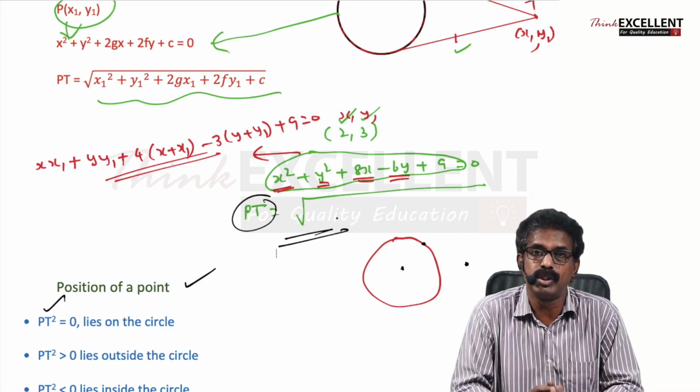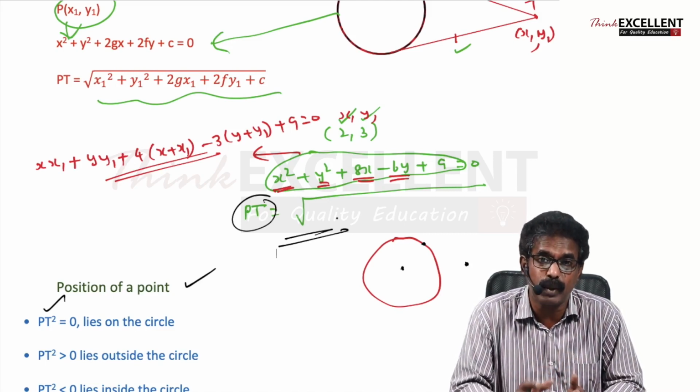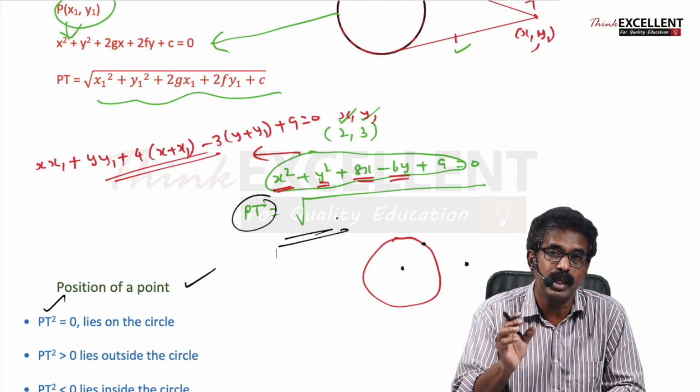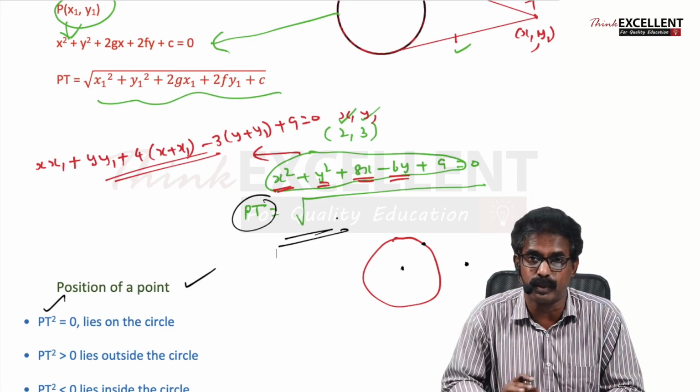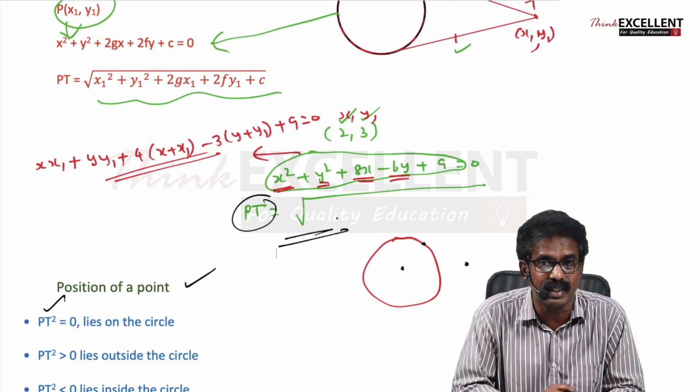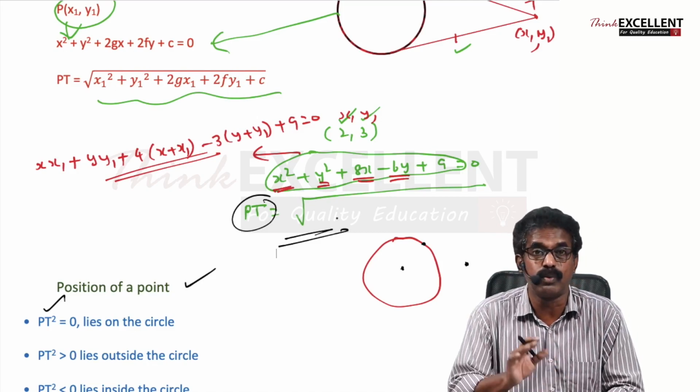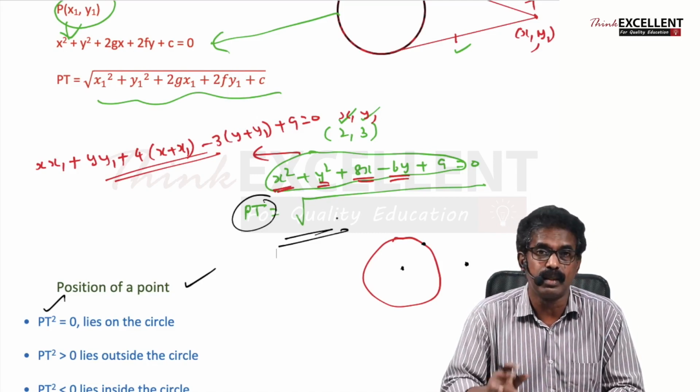To find the position of a point, you find PT square. That is, substitute the given point in the circle's equation. You substitute, don't take the square root. If you take the square root, you will get the length of the tangent, okay? So don't take the square root. You find PT square. Now it's very simple.